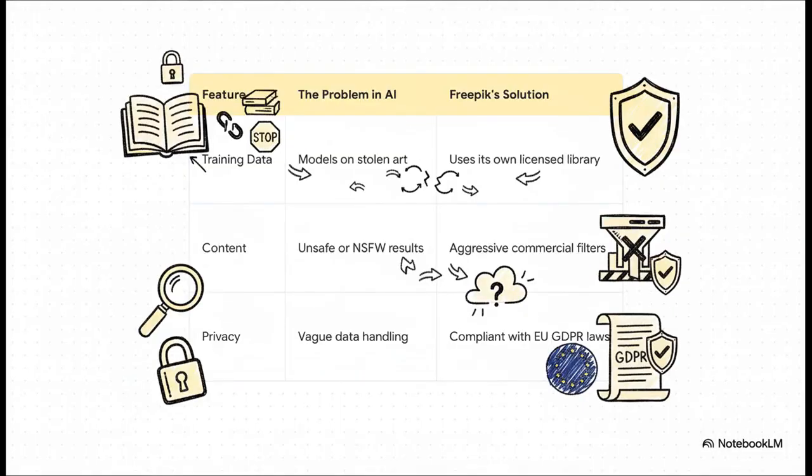So if you boil it down, their safety framework really stands on 3 pillars. First, for training data, they use their own licensed library. Second, for content, they use aggressive filters to keep the results commercially safe and brand-friendly. And third, for privacy, they stick to those strict GDPR rules. It's a 3-pronged approach designed to make this a much safer bet for businesses.